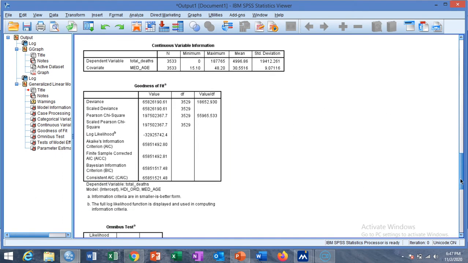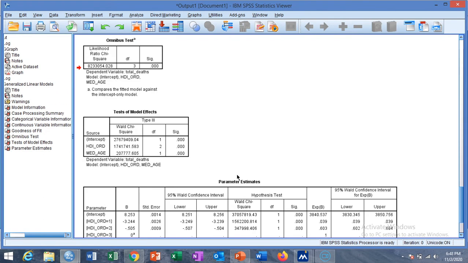And this is goodness of fit statistics. These are the goodness of fit statistics, and this is the deviance, and this is the scale deviance, Pearson chi-square. From all these cases you can see the smaller values of the information criteria are preferred. If you are comparing two models, then the model with smaller values of the goodness of fit statistics is taken as the better model or most preferred model while analyzing your data.